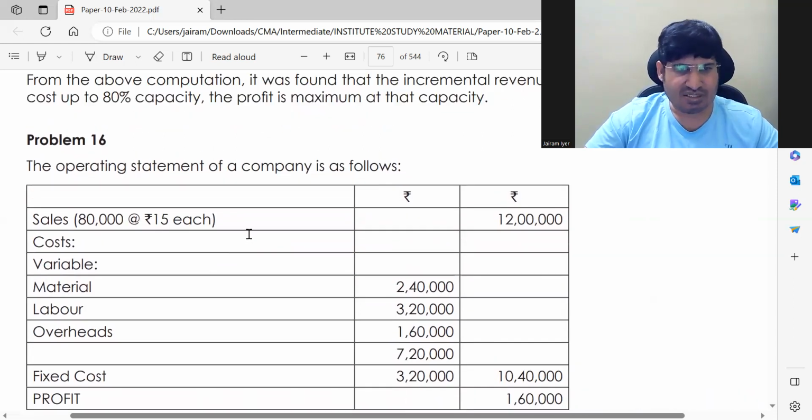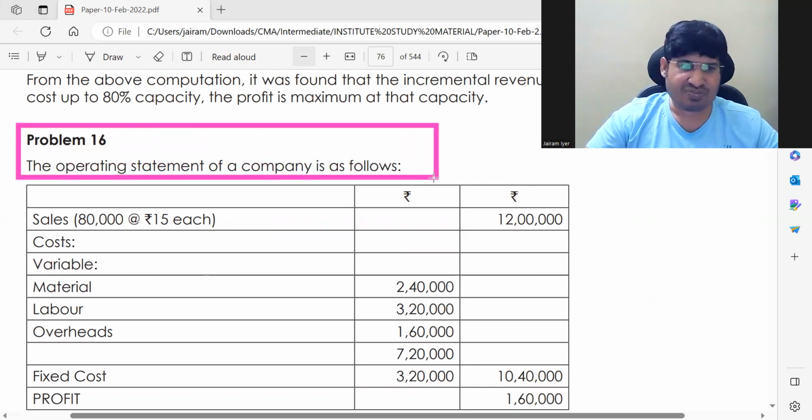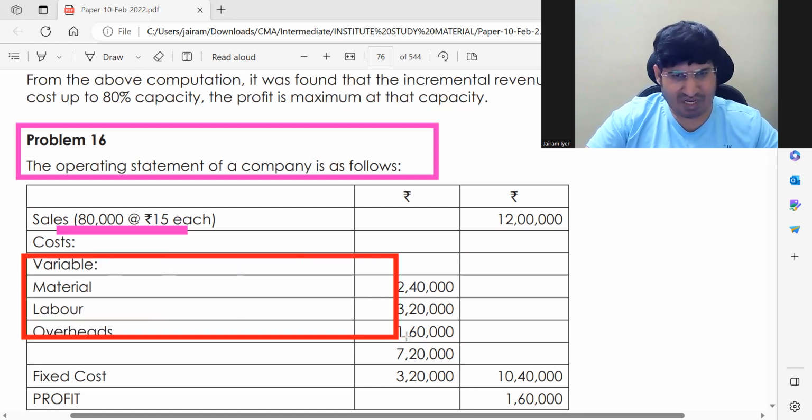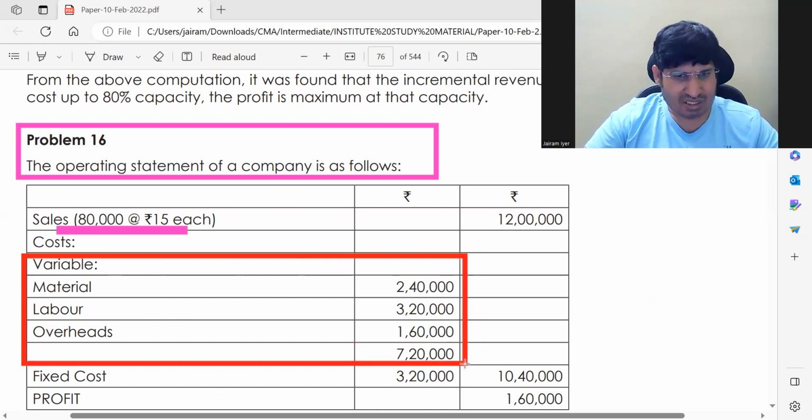Next one is problem 16. The operating statement of a company is as follows. You've got sales of 80,000 units at 15 each, which is 12 lakh. Now your variable costs are material, labor and overheads. Till here, 7,20,000 is the variable cost. Fixed cost is given as 3,20,000.